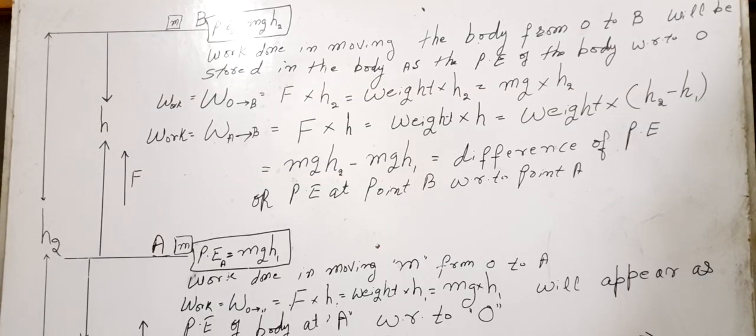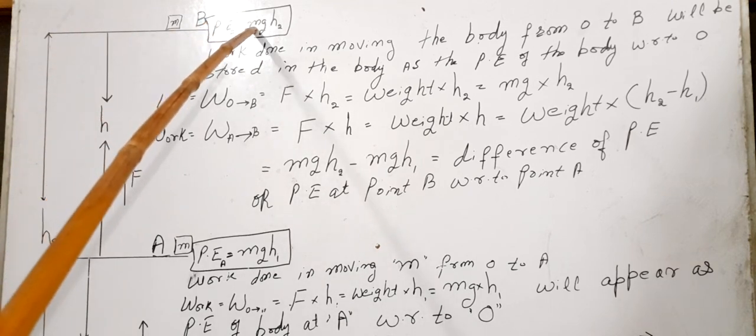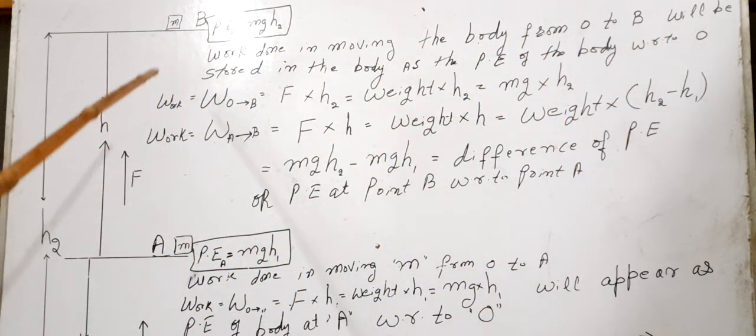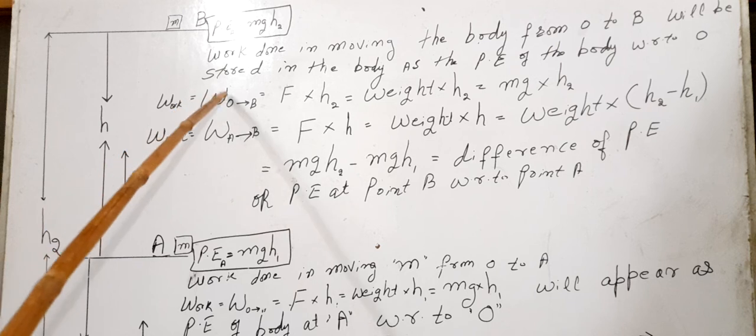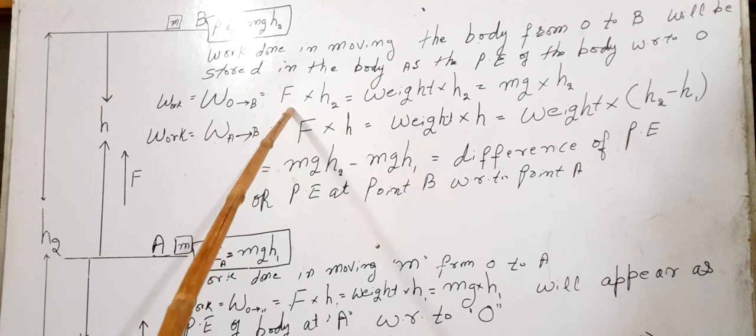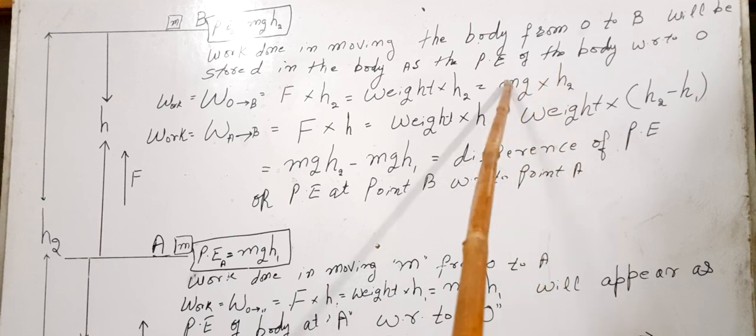Now we consider another point B. The perpendicular distance between point A and point B is h, and the perpendicular distance between point B and O is h2. So, the potential energy of point B with respect to the ground becomes mgh2. Now, we will show that the work done in moving the body from O to B will be stored in the body as the potential energy of the body with respect to O. So, we calculate the work done in moving the body from O to B, which is equal to F into h2. Again, this force F must be equal to the weight of the body. Weight is equal to mg, and in the end we get mgh2.